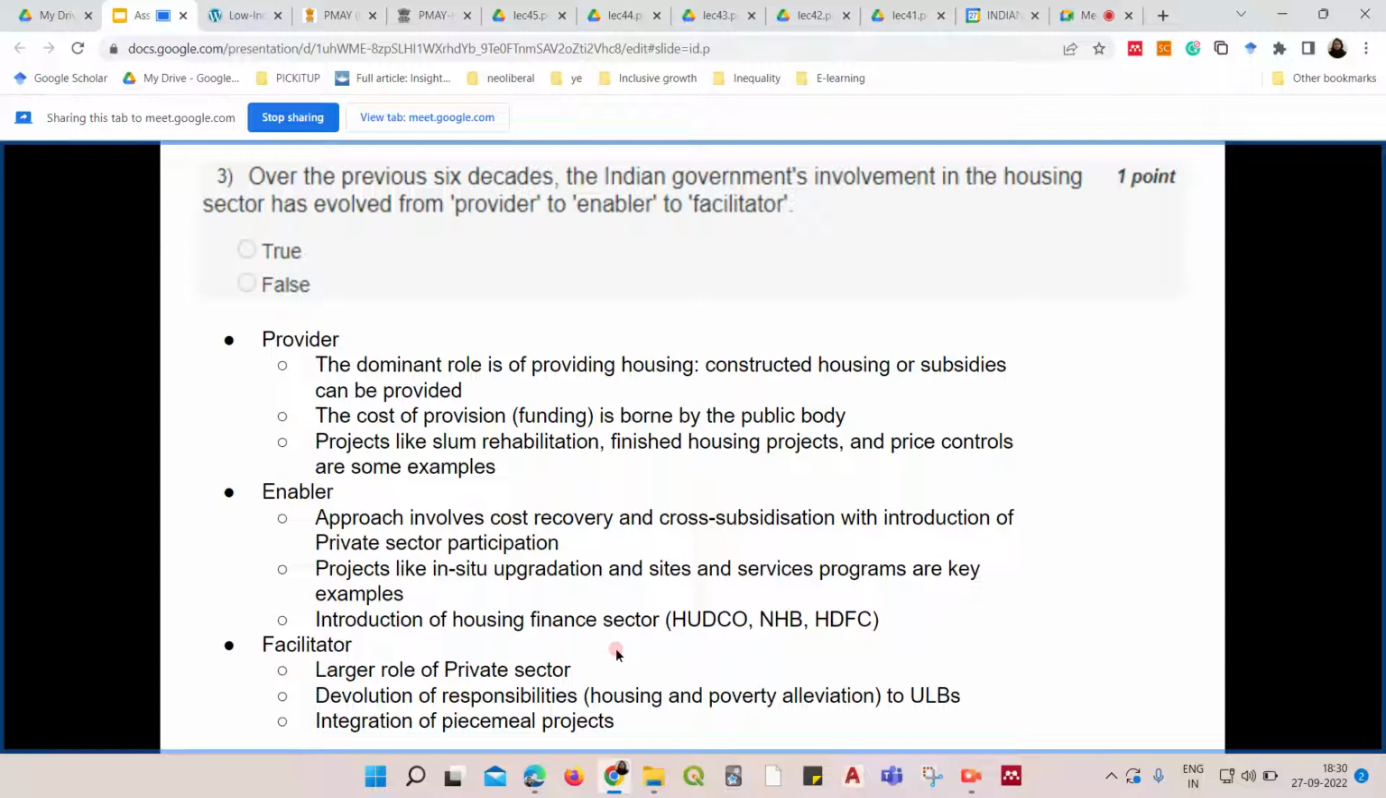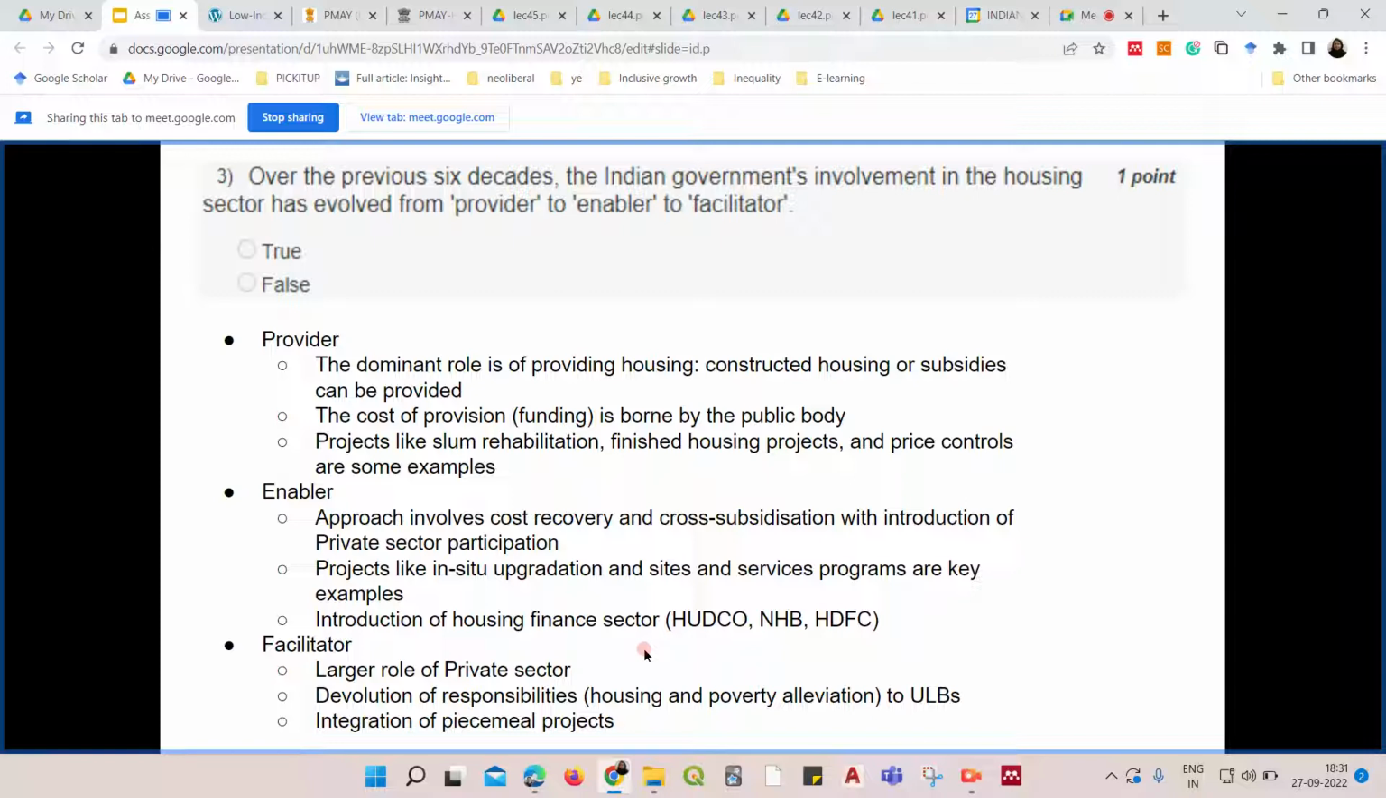When you talk of the role of facilitator, all of the power, all of the responsibilities of housing and poverty alleviation, they are devolved to the urban local bodies. So if you talk about the facilitator, you see programs like JNNURM, you see PMAY, all of these programs, they have the ULB as the body which is taking care of all the responsibilities of housing and poverty alleviation, like programs of poverty alleviation like NULM and such. So the ULB is the body which is taking care of the program on the local level.